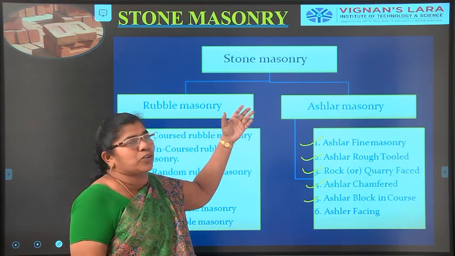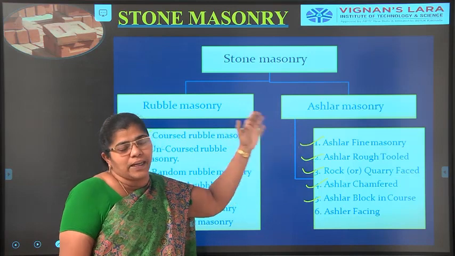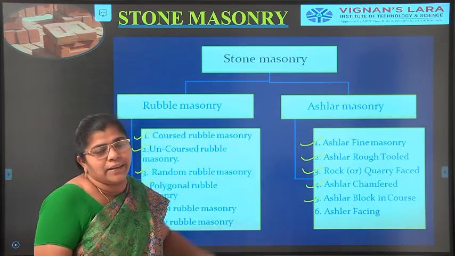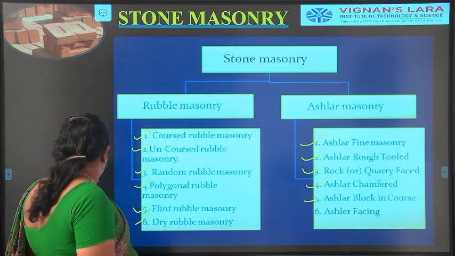So mainly the stone masonry is of two types. One is the rubble masonry, the next one is the ashlar masonry, and there are 6 types under each. The rubble masonry has 6 types, and the ashlar masonry also has 6 types.